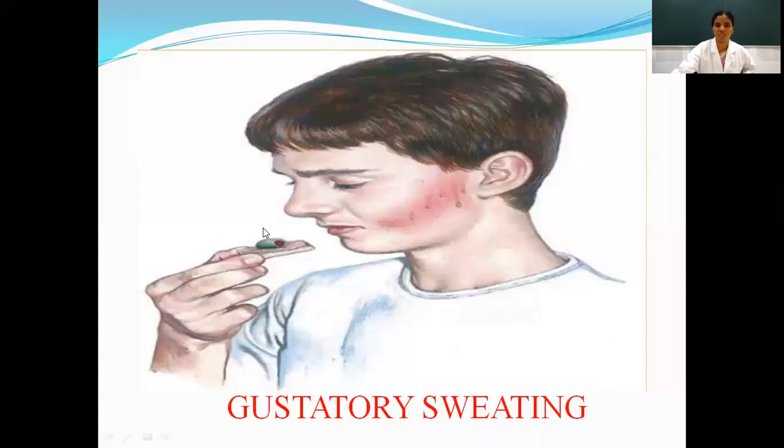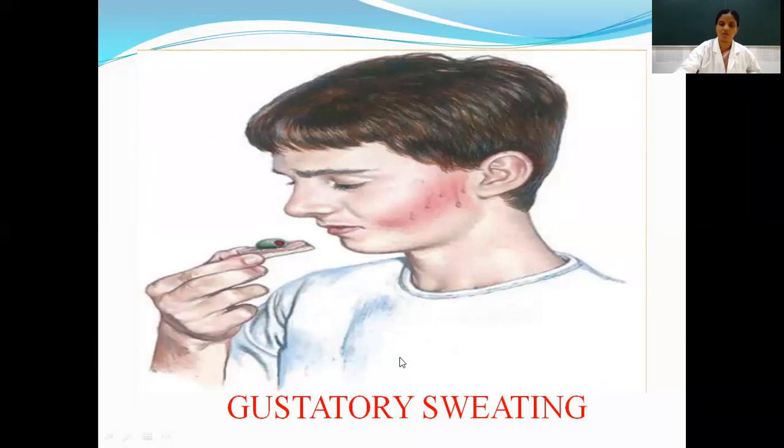So before going to the topic, just look at the picture. By seeing this picture, we can identify what the person is doing here. He is trying to eat something. At this time, we can see just before the ear, there is a redness, and over this area, there is sweating. So what is this condition called? Gustatory sweating, meaning at the time of eating, there is sweating on the face just in front of the ear.